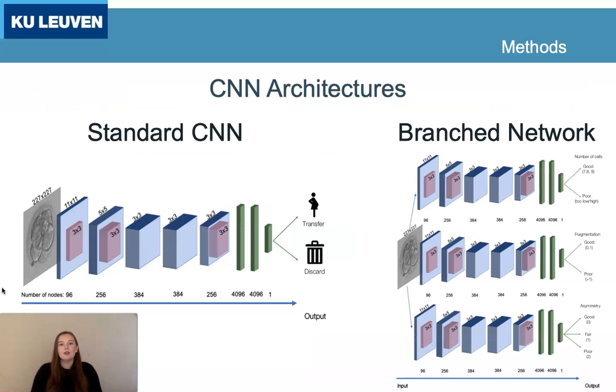And so we trained 2 different convolutional neural network architectures, a standard neural net that predicted the final decision, so whether to transfer an embryo to a patient if it is of good quality, or discard an embryo if it is of poor quality. And then a more complex branch neural network that predicted each of the 3 scoring variables that are indicative of embryo health.